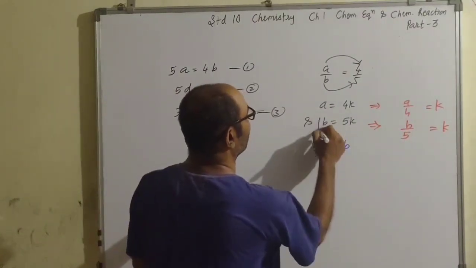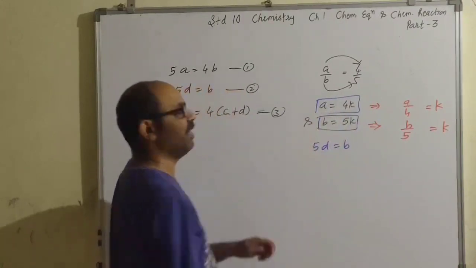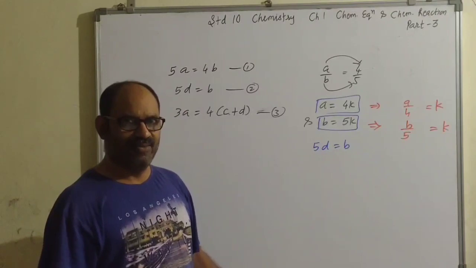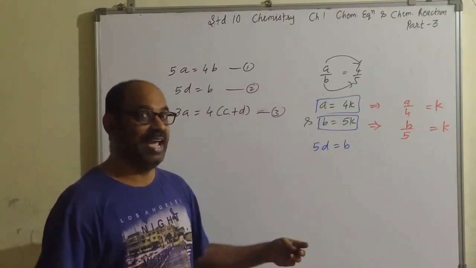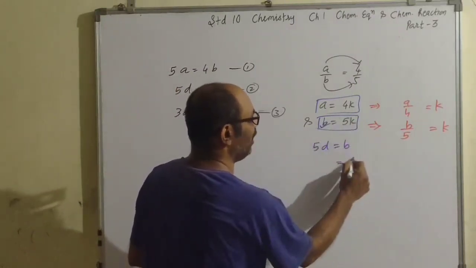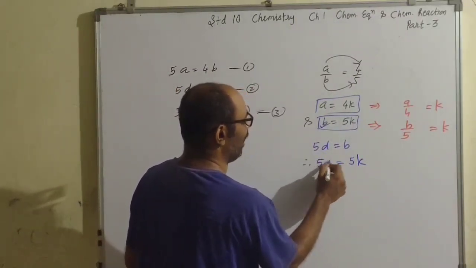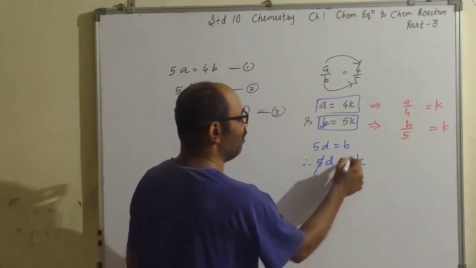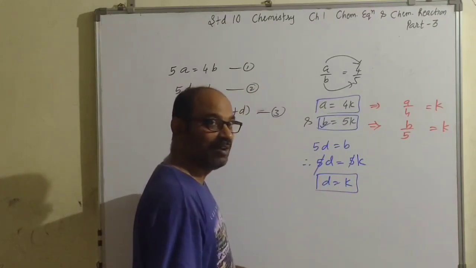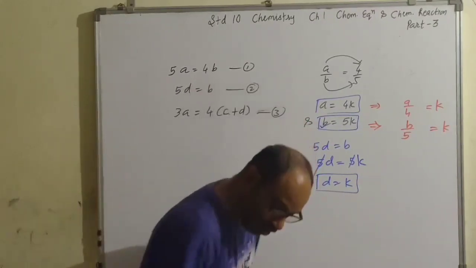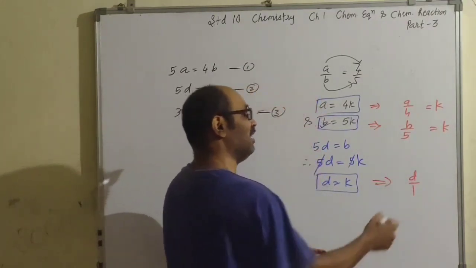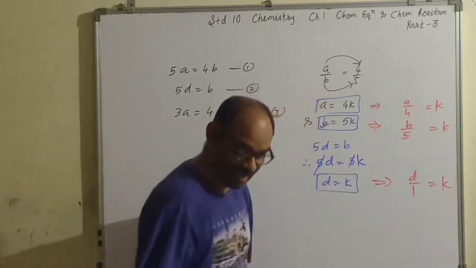Now let's pick up the second equation. 5D is equal to B. Do you have any value of B or D in terms of K? Yes. For B I have got 5K, so I am going to put that. Therefore 5D is equal to 5K. 5 cancels. So D is equal to K. That is the value of D in terms of K. Correct? So D upon 1 you can say is equal to K.